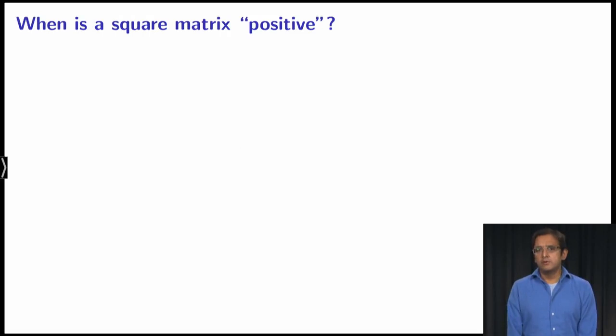Now, when we were talking about convexity, we said that a function of one variable is convex if its second derivative is always positive. When you have a function of d variables, however, the second derivative is a d by d matrix. What might it mean for a d by d square matrix to be positive? How could we define that?